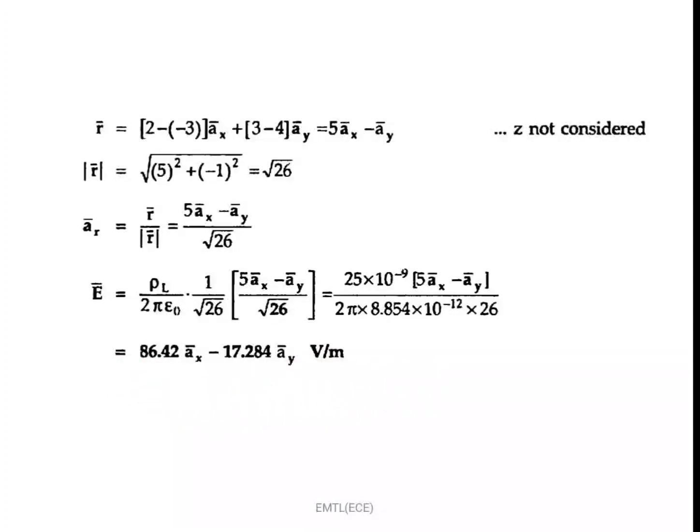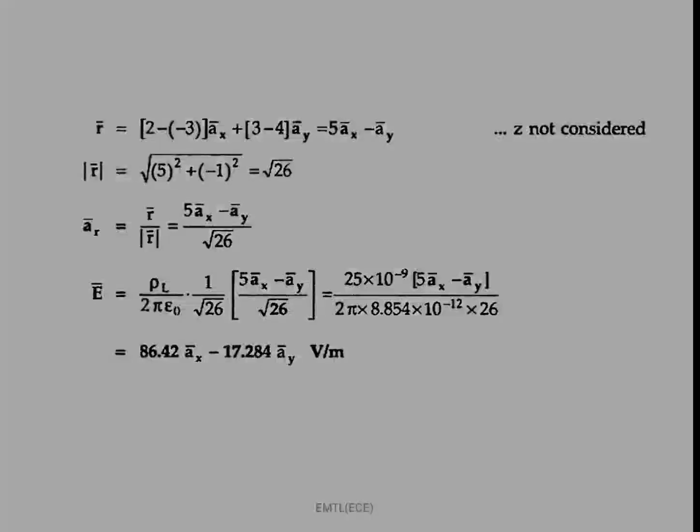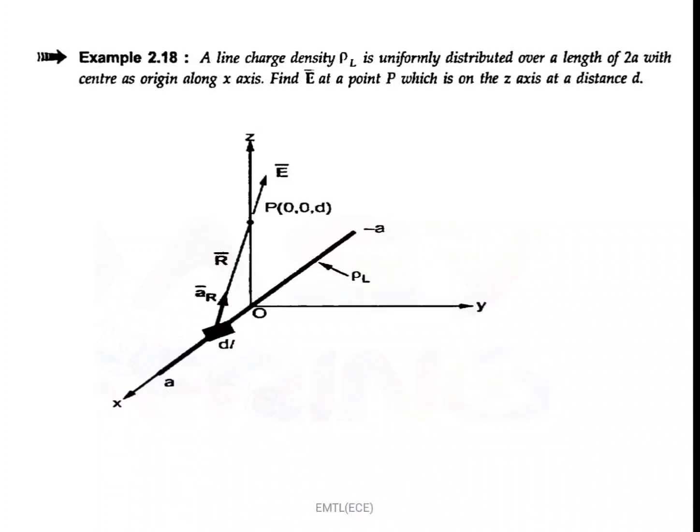So this is the electric field intensity at the point P, which is at a distance R, parallel to the z-axis. Now the next problem: a line charge density rho L is uniformly distributed over a length of 2a with the center as origin along the x-axis. Find the E bar at point P, which is on the z-axis at a distance r.